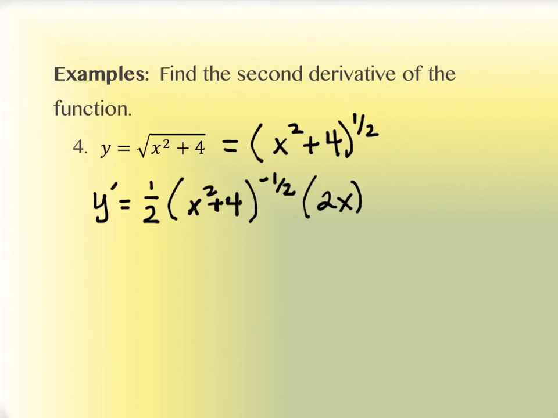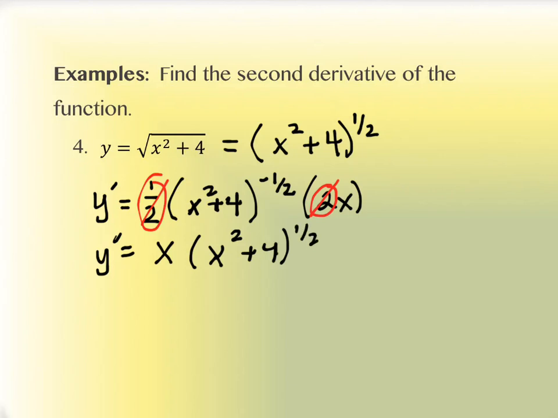There's not a ton, but there is a little bit. Right, this 1/2 and this 2. 1/2 times 2 is 1, so those would reduce to the value of 1. And then you have your choice of where you write these things, but I find it nicer to have the x written in front, so I'm just going to put the x at the beginning. And then the x squared plus 4 to the negative 1/2 is at the end. If you choose to leave it the other way, it's not going to hurt anything. But that's the first derivative.